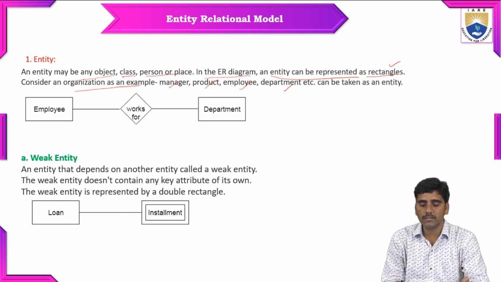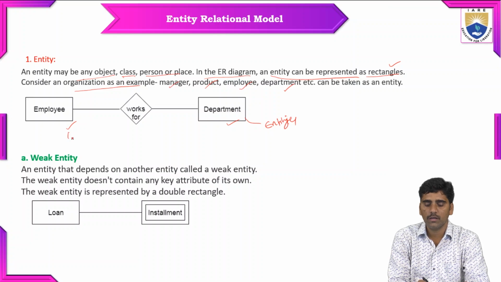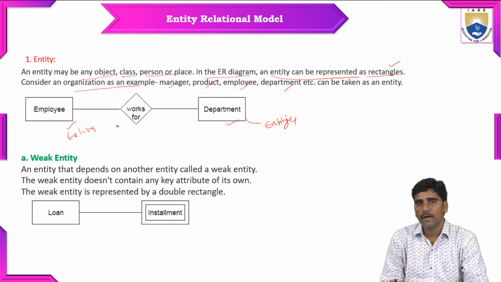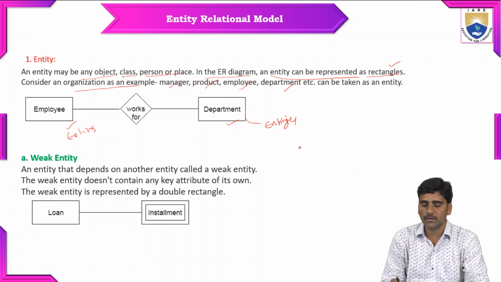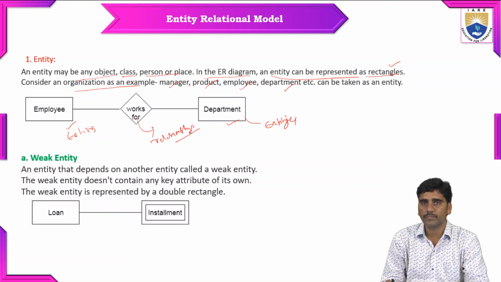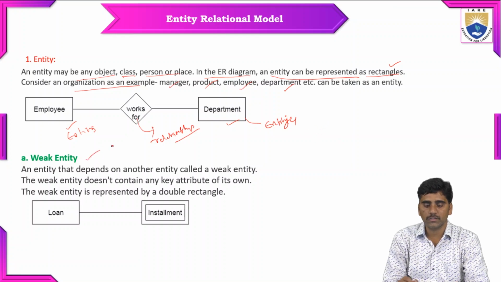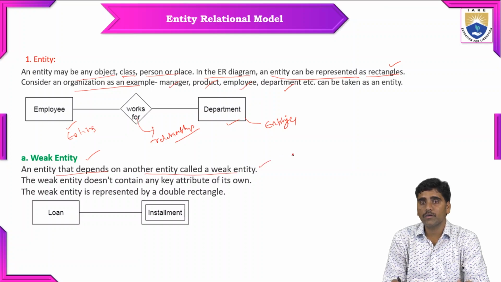Considering this example, an employee and a department are two entities. The employee entity works for the department entity. Here, works for is the relationship and its type. The entity is shown with a rectangle symbol. And here the types are there. The first one is the weak entity: an entity that depends on another entity is called a weak entity.